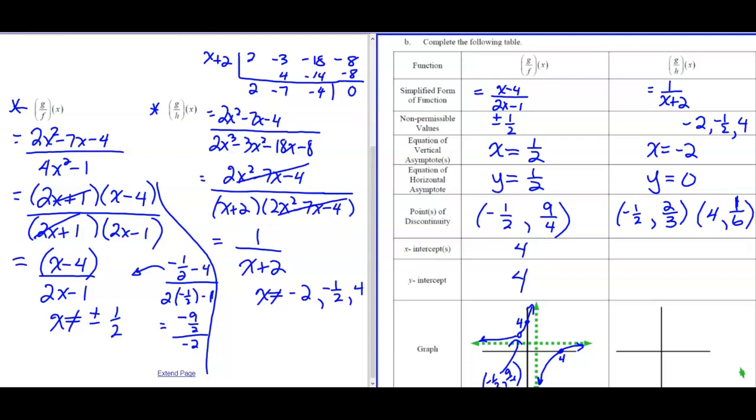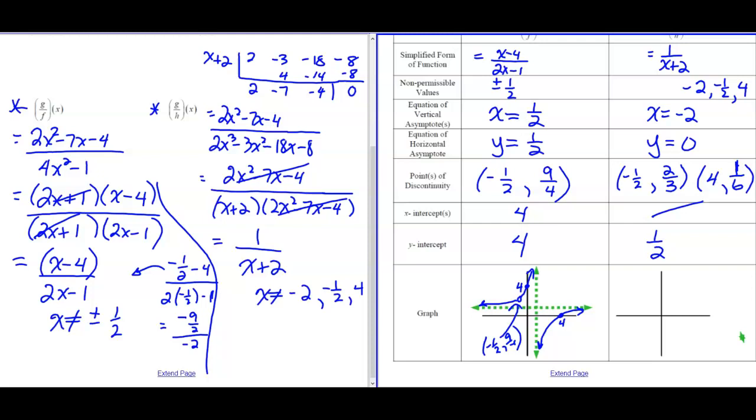Okay, x-intercept. If the asymptote's at y equals 0, you can tell there's not going to be an intercept as well. There's no x in the numerator there, so there are no x-intercepts. Y-intercept is when x is 0. So substitute it in, you get 1/2.